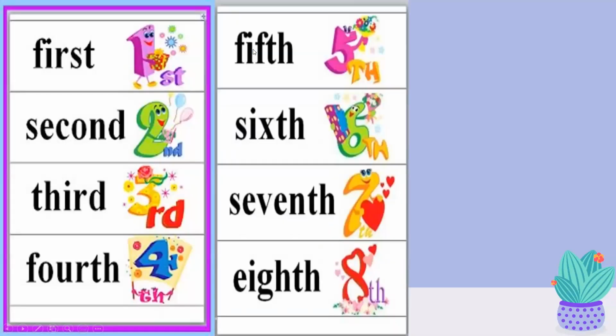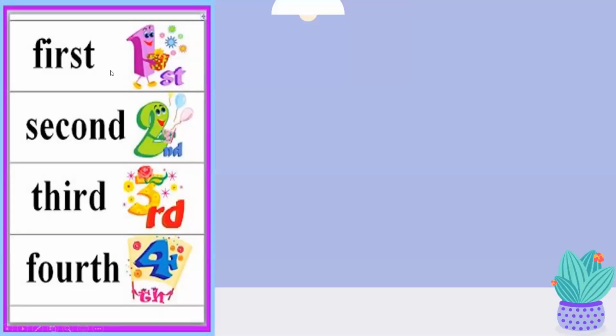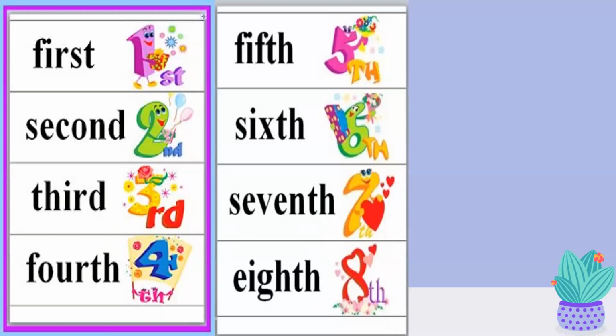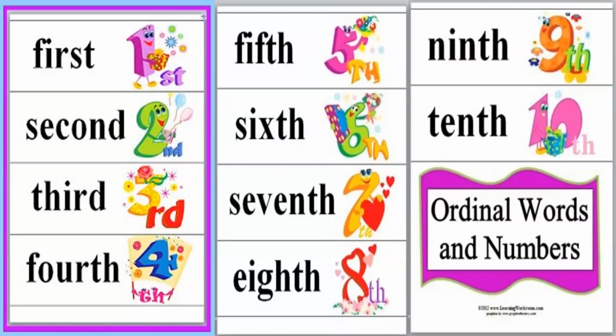So let's remember the ordinal numbers quickly. First, and the shortcut, 1st, then second, then third, then fourth, fifth, sixth, seventh, eighth, ninth, and 10th. These are the ordinal numbers.